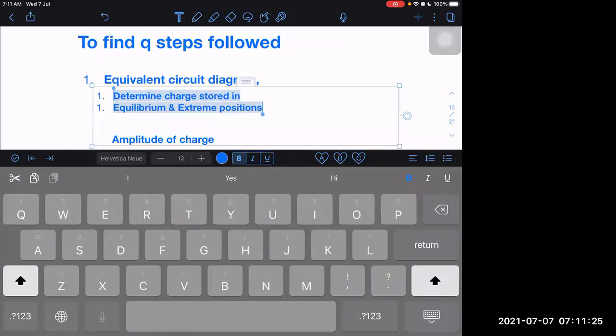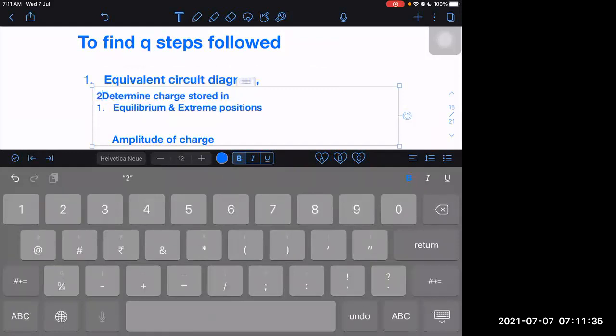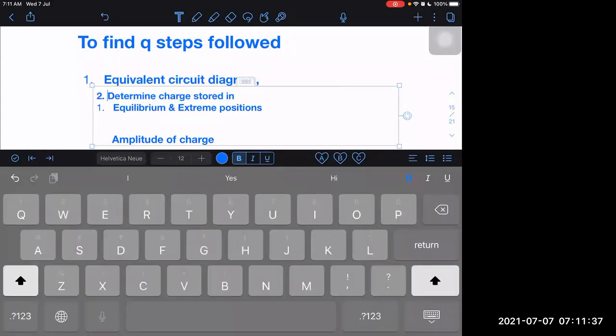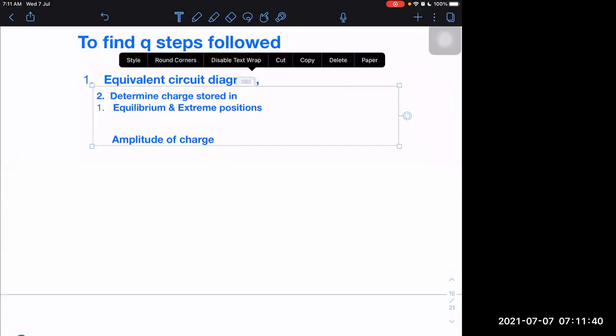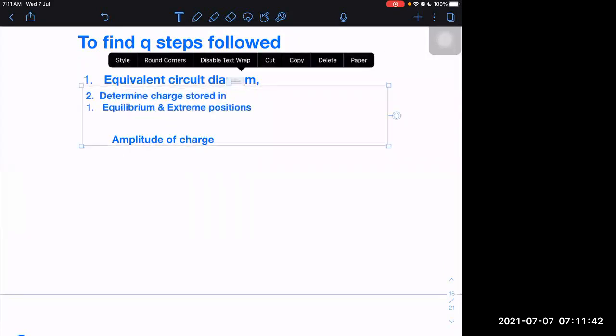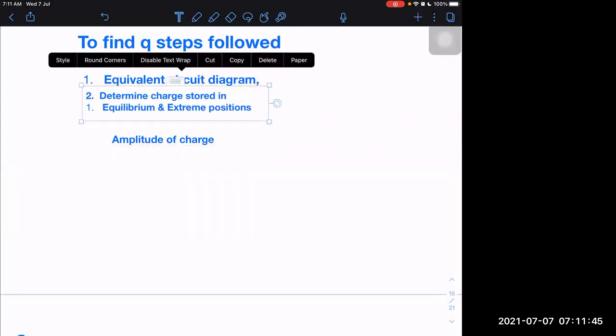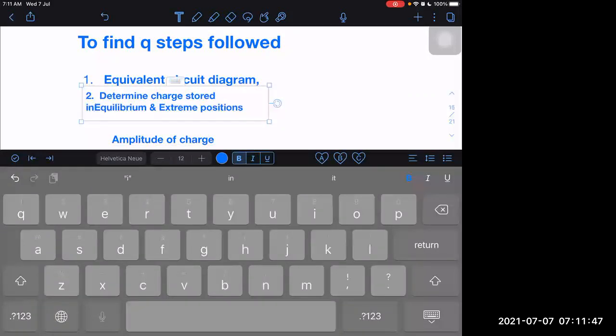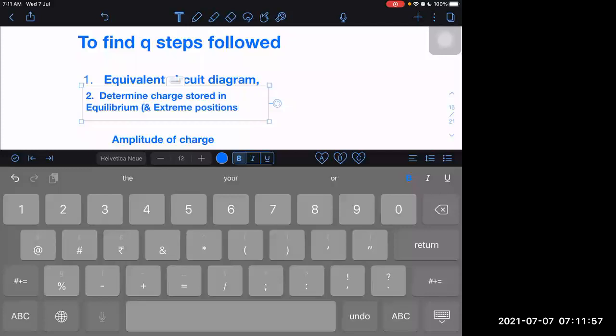You know that VL is equal to 100. Yesterday we have taken the condition. Yesterday we said that at the extreme position, I is equal to 0. I told you the extreme position is the position in which the current in the inductor is 0, and the equilibrium is the one in which the current is at its maximum.